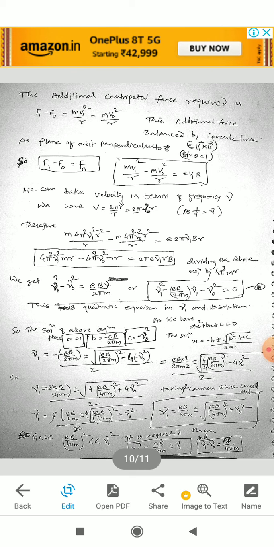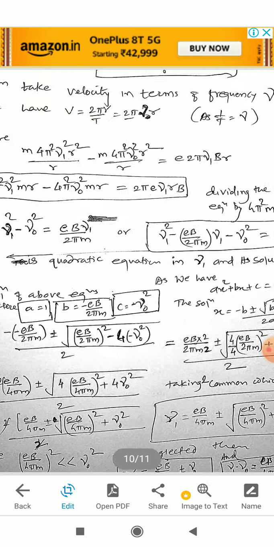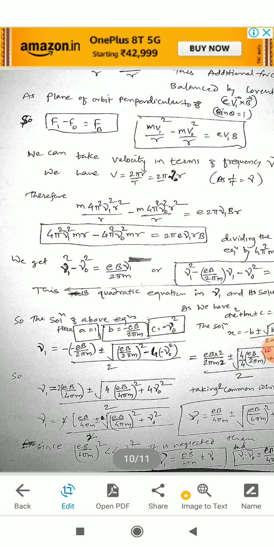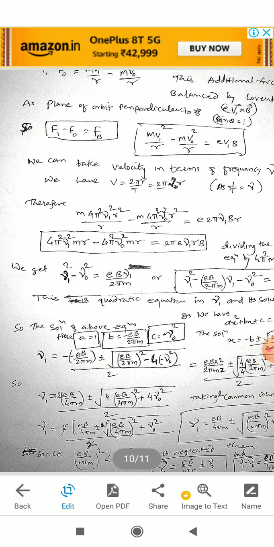In the square root we can also divide and multiply the first term by 4, so this 4 can be taken common, and from the square root it will come out as 2. Divided by 2 whole, this 2 will cancel out, so we get nu 1 equals eB upon 4 pi m plus or minus under root of eB upon 4 pi m whole square plus nu naught square.